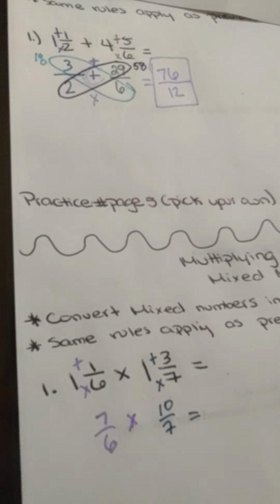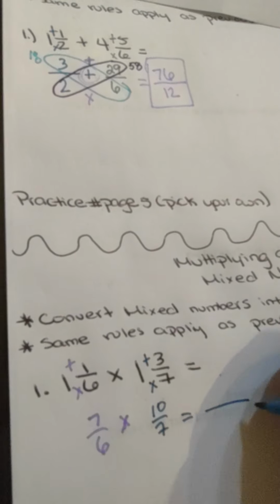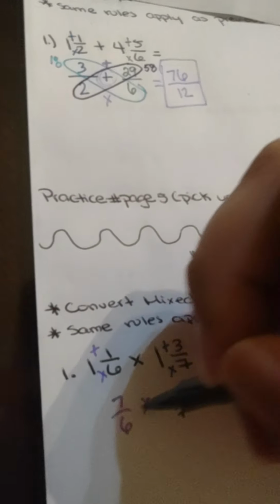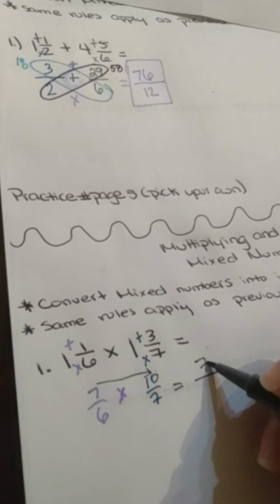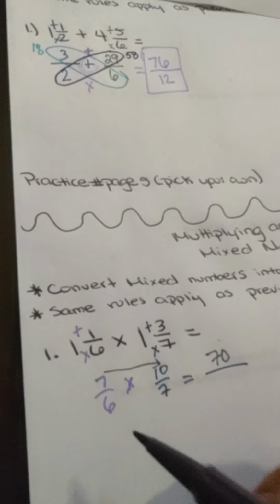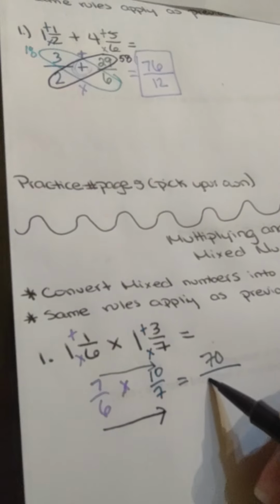And then remember with the multiplication, we just multiply across. Numerator with numerator, denominator with denominator. So 7 times 10 is 70. And then the denominators is 6 times 7 is 42.